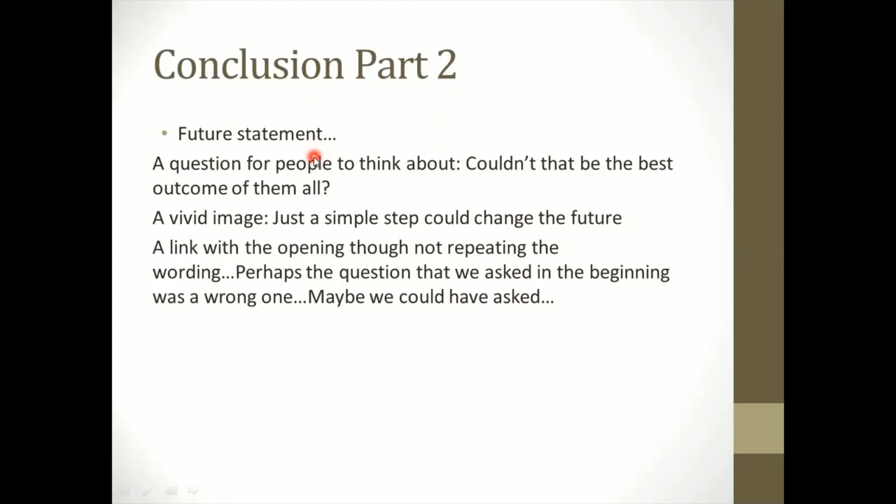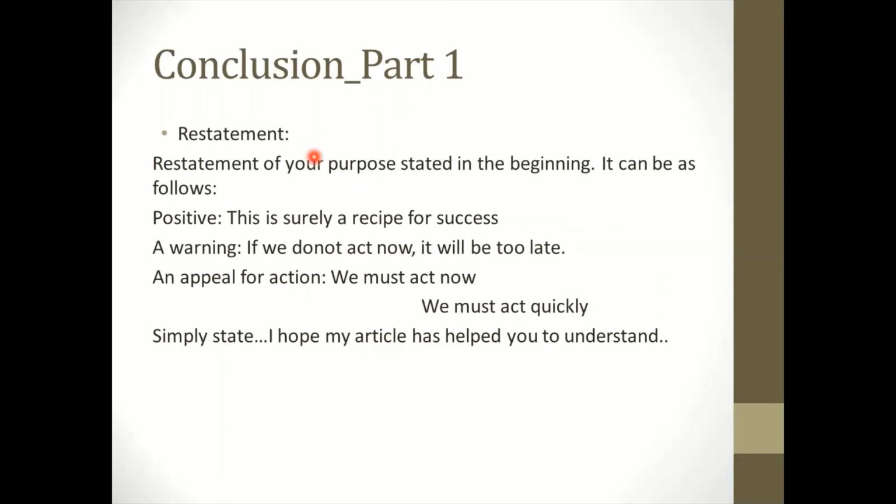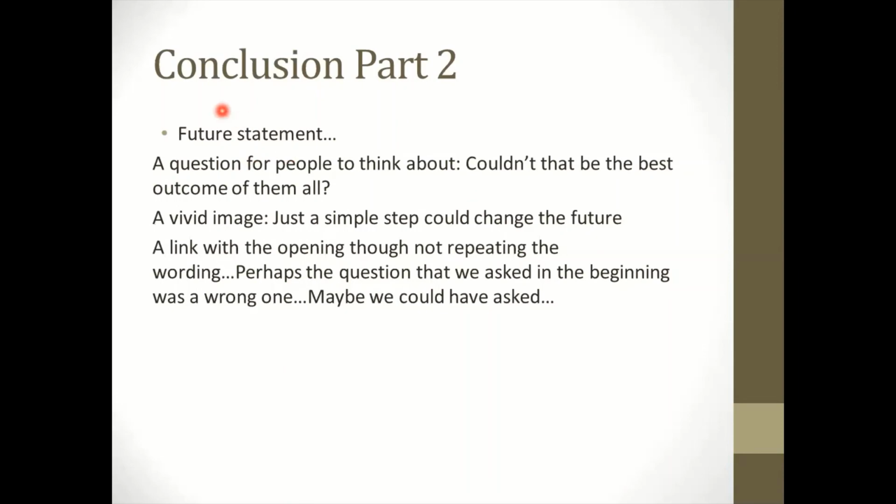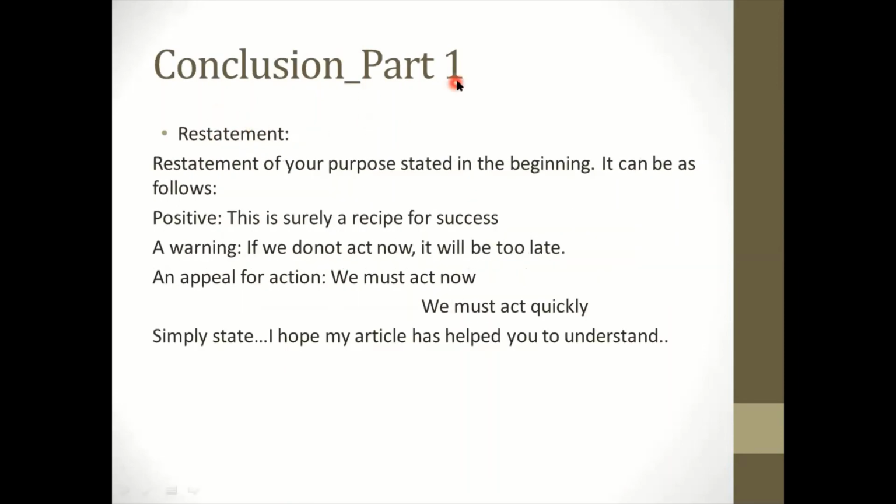So again, just a quick recap, your conclusion should be done in two parts. One is restatement of your purpose stated in the beginning. Second, your future statement. When you are writing the first part and you are using restatement, you can do it in a positive way. You can do it as a warning. You can do it as an appeal for action, requesting people to stop, think, and then do whatever they are doing. You can simply state that your article hopefully has helped them to understand, or you hope your article has convinced them, or has been able to persuade them to do this.